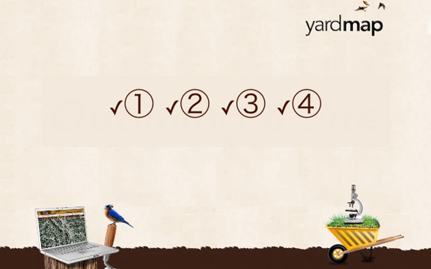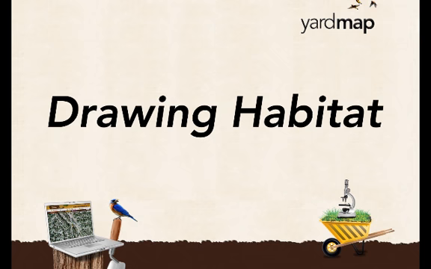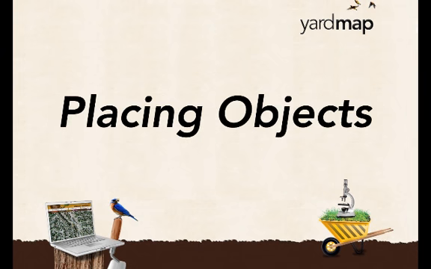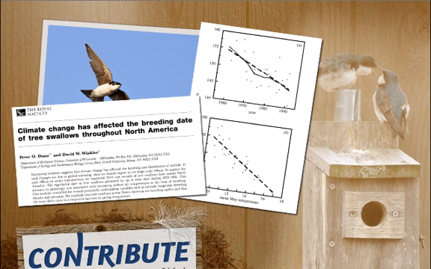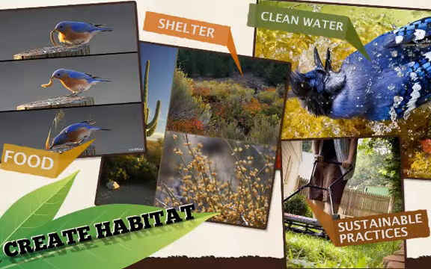Creating a yard map consists of 4 basic actions: outlining a site, adding ecological details, drawing habitat, and placing objects. Each of these actions produce valuable citizen science data and help you create beautiful maps and earn detailed feedback about how to improve the habitat quality in your yard.